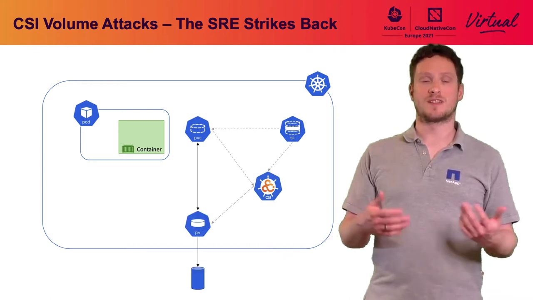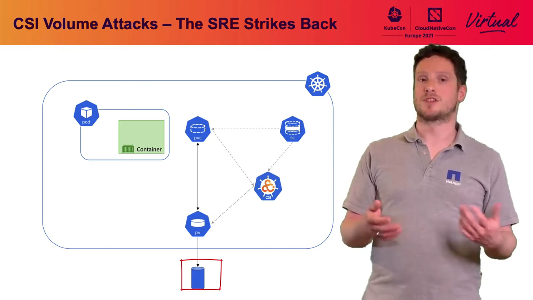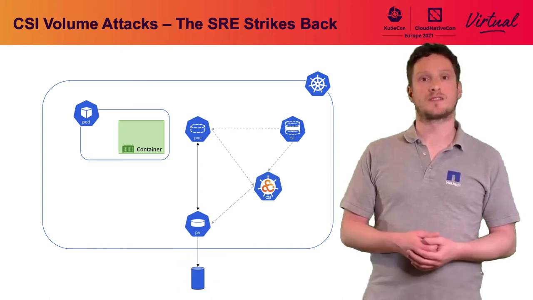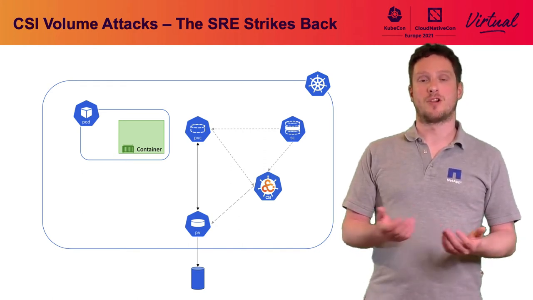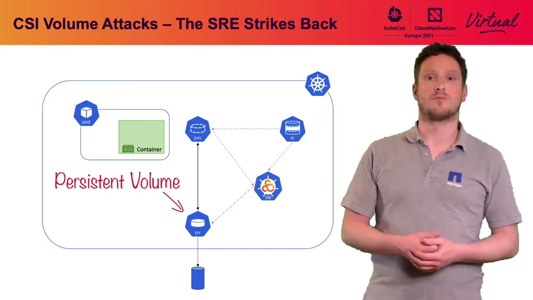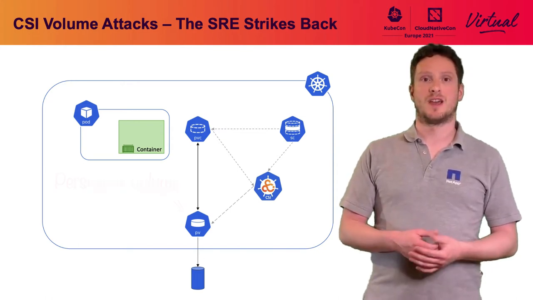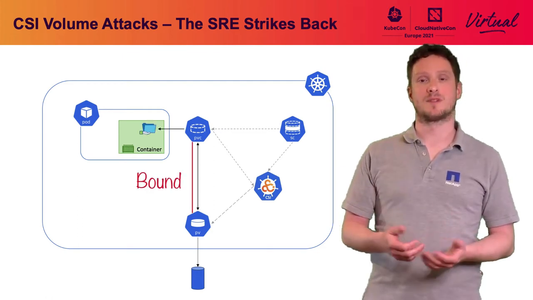The provisioner creates an actual storage volume. Depending on the solution you're using, that can be a software-defined storage running in your Kubernetes or an external storage array or storage server. The volume from your storage solution is then represented inside Kubernetes as a persistent volume, or short PV. And that PV is bound to the volume claim and finally made available as a file system inside your container.